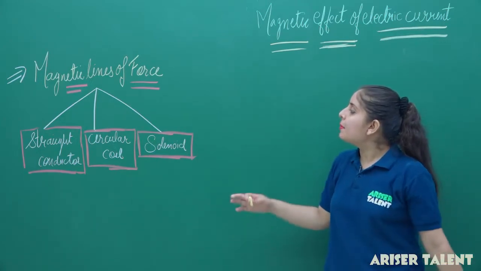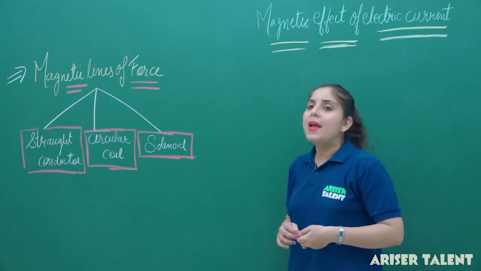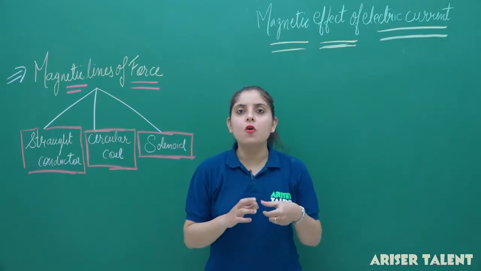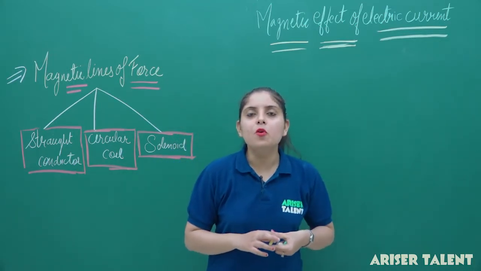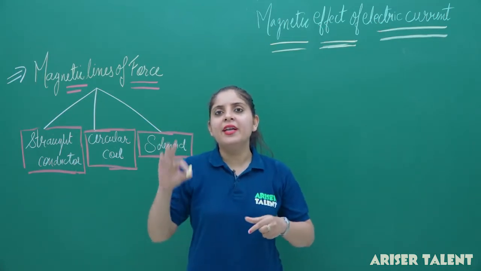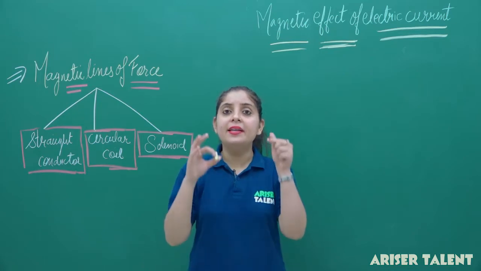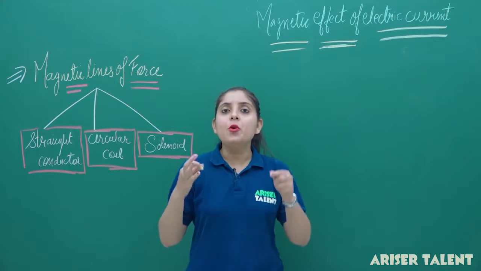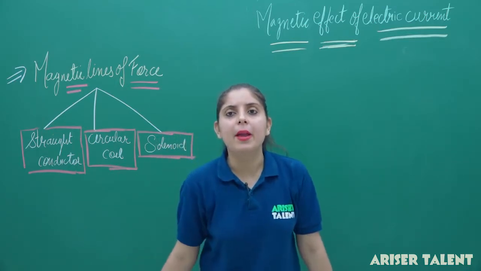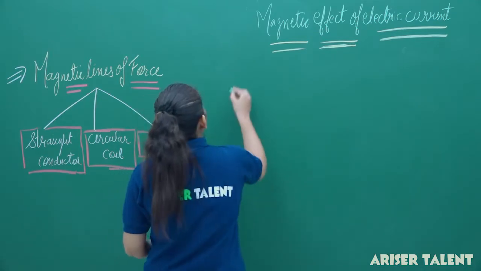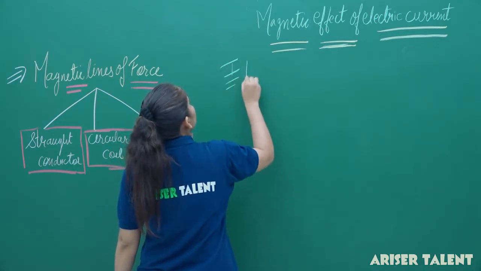Now firstly I consider the case of magnetic lines of force or magnetic effect in the case of a straight conductor. Suppose we have a straight conductor carrying a current. Then definitely it will show you a magnetic deflection, and you have to determine the direction of that magnetic deflection. So let's check what will be the direction of the magnetic lines of force.